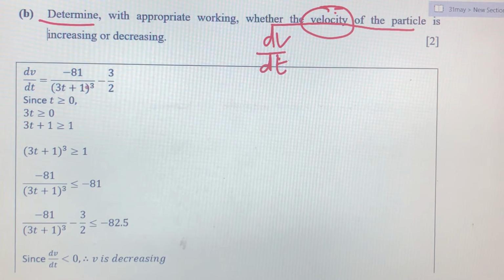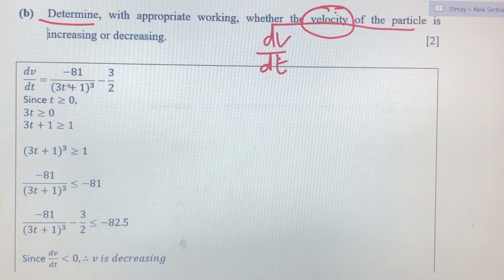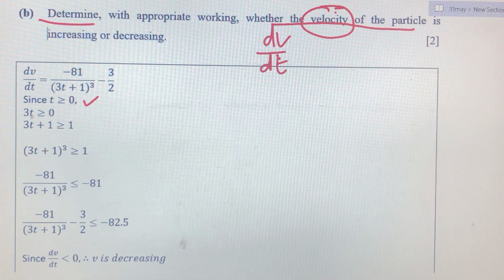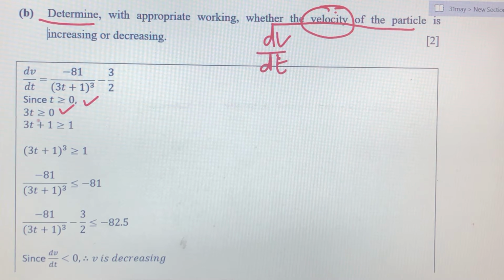Then you get this expression. Now after this, you need to study this carefully. We know that t is always greater than or equal to 0. t can be 0. So t is greater than or equal to 0, which means if you times 3 on both sides, this is what you get. Then you plus 1 on both sides, you get 3t plus 1 greater than or equal to 1. Then if I cube both sides, it will still be greater than or equal to 1.